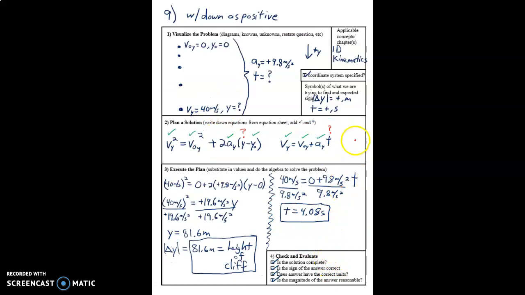Let's look at the same problem again, but now using down as positive. There's nothing wrong with using down as positive. So most of the things are the same in here. I'll just point out this becomes a positive number. This is a positive number. The rest of this is the same up here. The plan is the same.